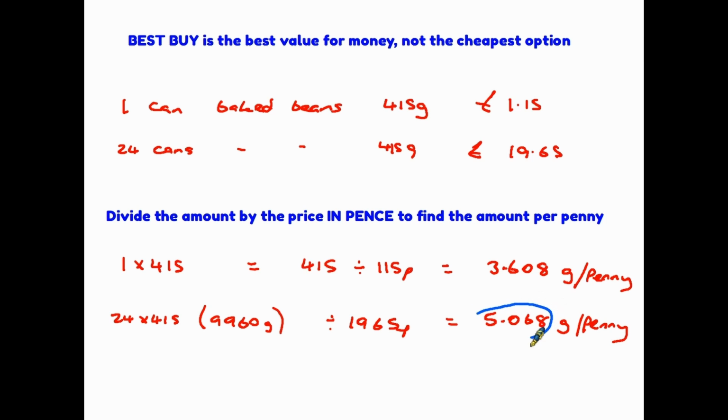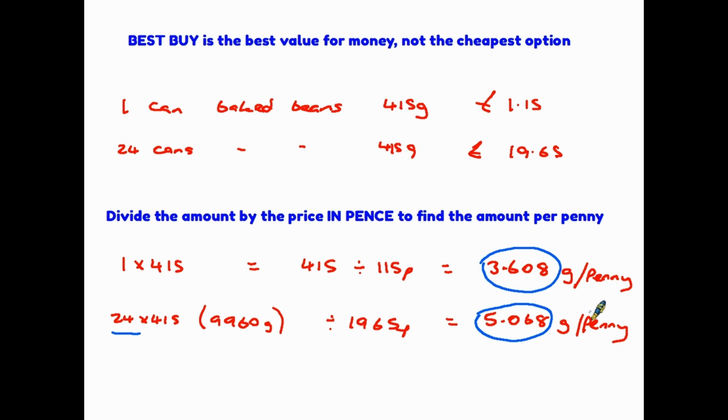Now that we've done that, we can make a comparison, and straight away we can see that we are getting more of the product per penny if we buy the 24 pack than we are if we buy a single can. Quite often that's what you'd expect, but it doesn't always work out that way.